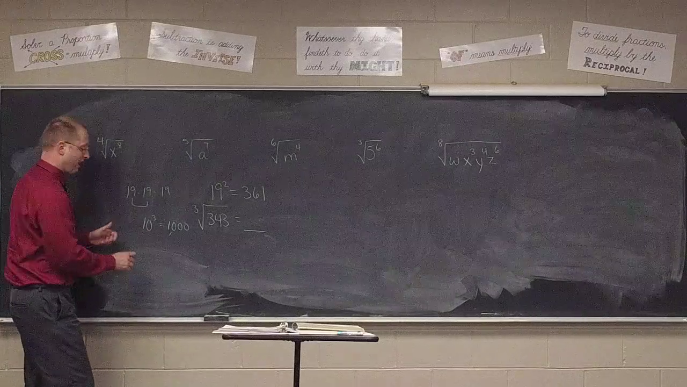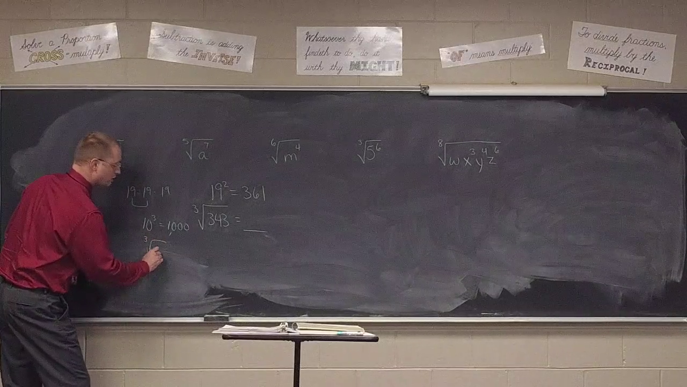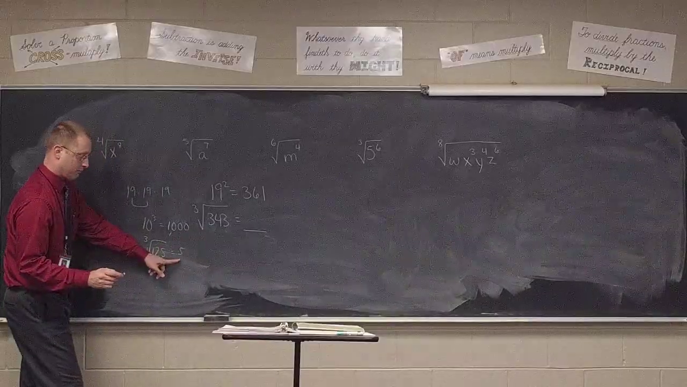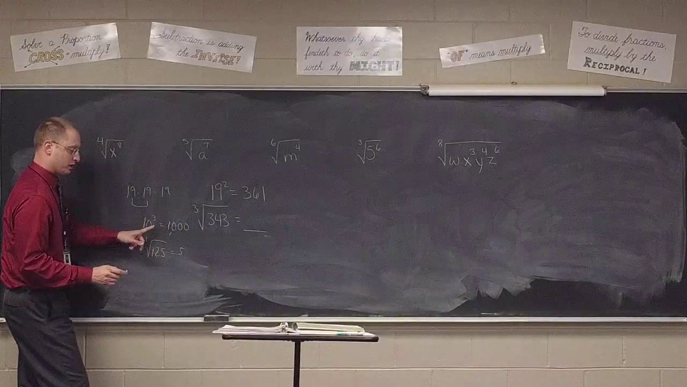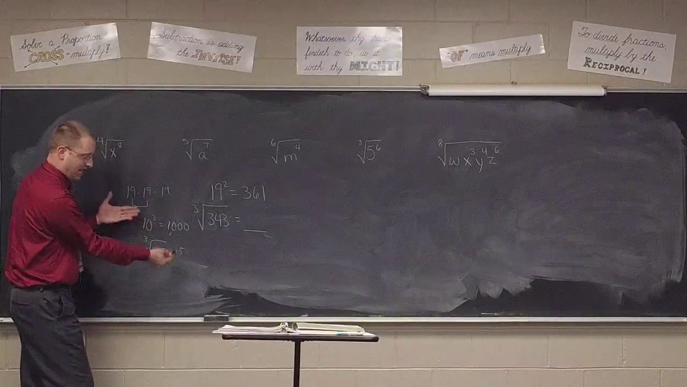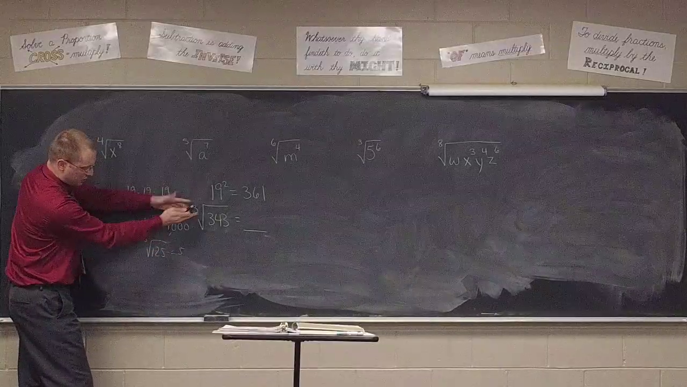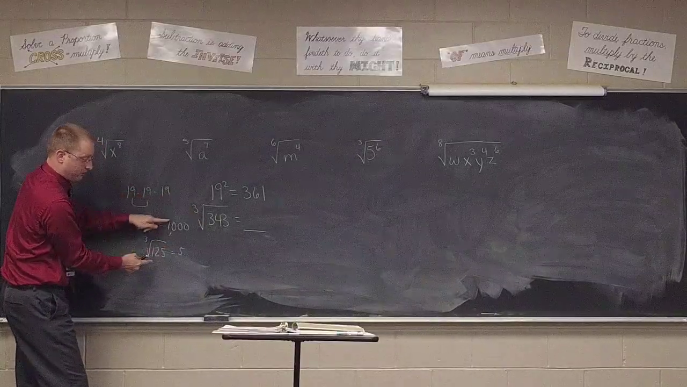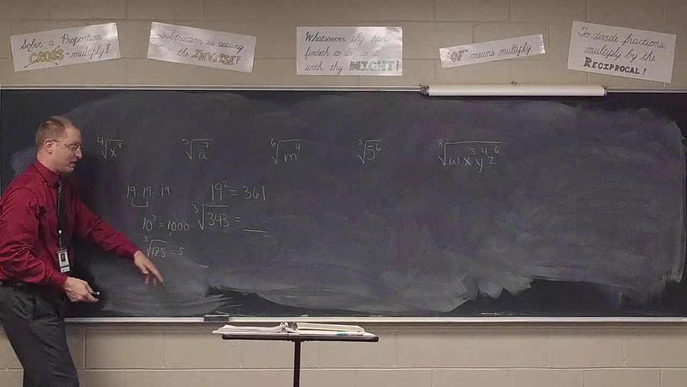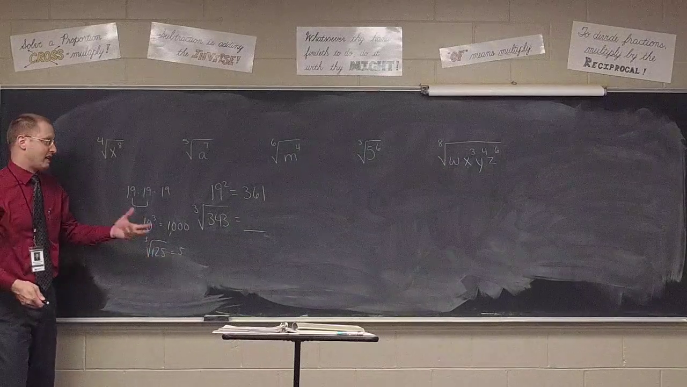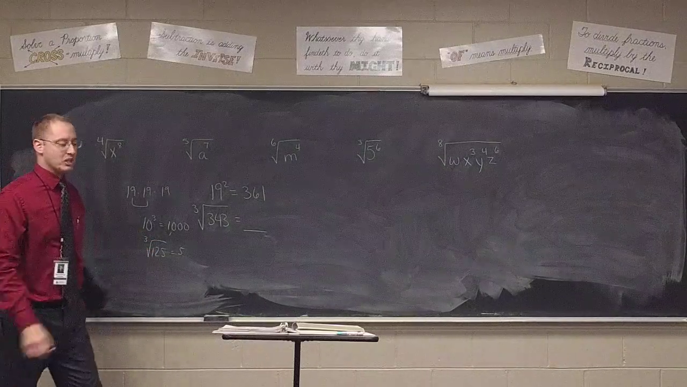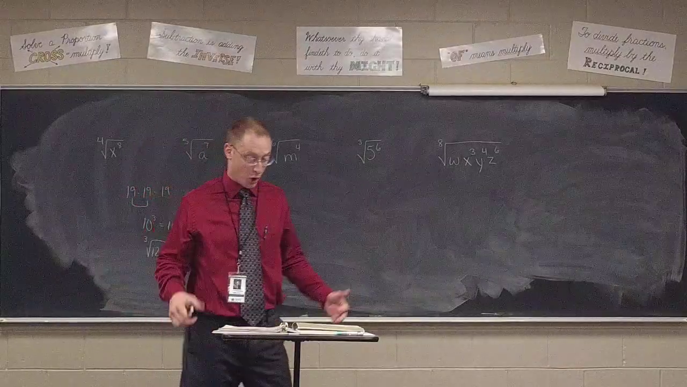So maybe you remember that the cube root of 125 is 5, right? Cube root of 1,000 would be 10. So it's somewhere between 5 and 10, probably closer to 5 because 343 is closer to 125 than 1,000. Maybe 6, nope, maybe 7. Oh, there it is. So there are different ways you can narrow it down without it just being a total guess.